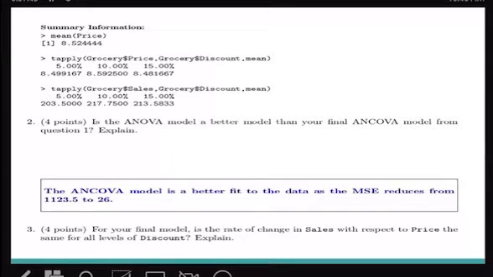Okay, now, question 3. For your final model, of course, you've chosen ANCOVA. Why have you chosen ANCOVA? Because you've been able to justify the inclusion of the covariates. Price plays a huge role if I basically want to predict the volume of sales. It is not only discounts. Look at your price too.